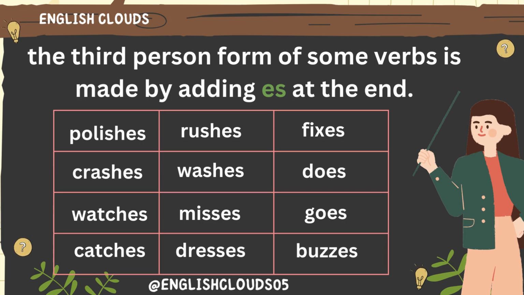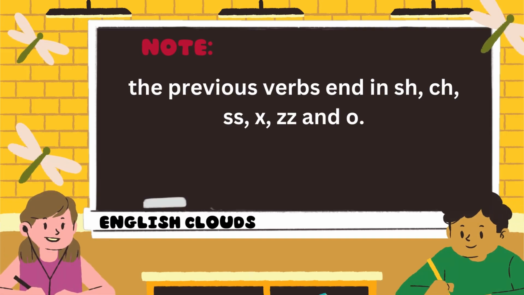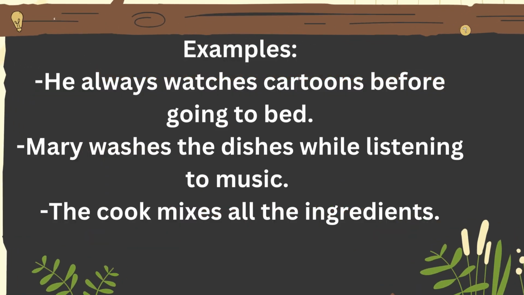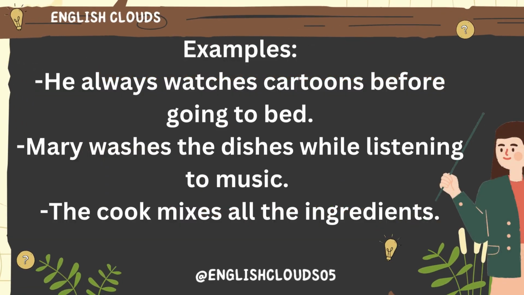Polishes, rushes, fixes, crashes, washes, does, watches, misses, goes, catches, dresses, buzzes. The previous verbs end in sh, ch, double s, x, double z, and o. Examples: He always watches cartoons before going to bed. Mary washes the dishes while listening to music. The cook mixes all the ingredients.